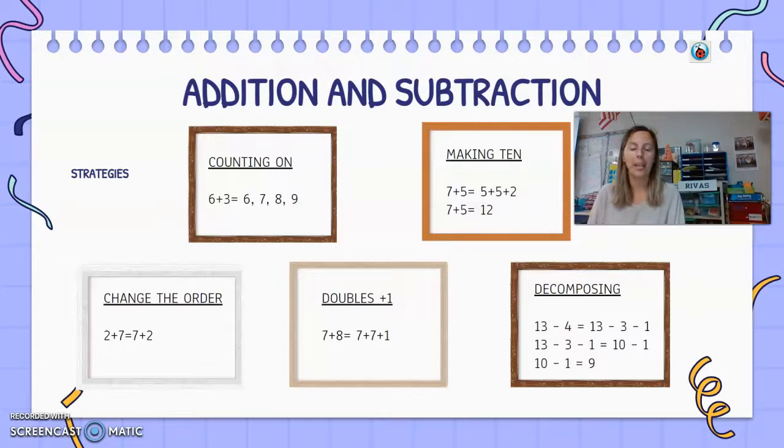Now the next thing is different strategies to add and subtract. And I really like this part, I don't know why. We are teaching students different ways to solve a problem, different strategies, and students are going to choose the one that works best for them, or depending on the numbers, they're going to choose one or another. We have different strategies, like you see over here: counting on, making 10, change the order, doubles plus 1, or decomposing.